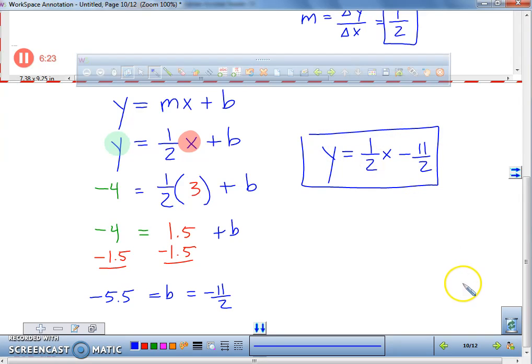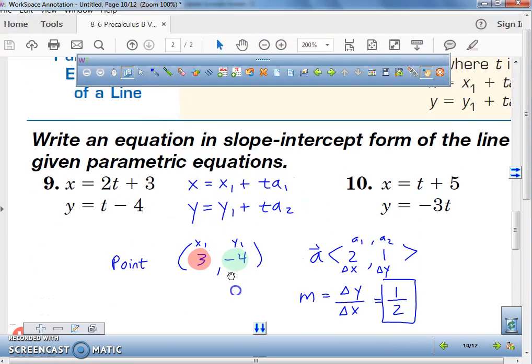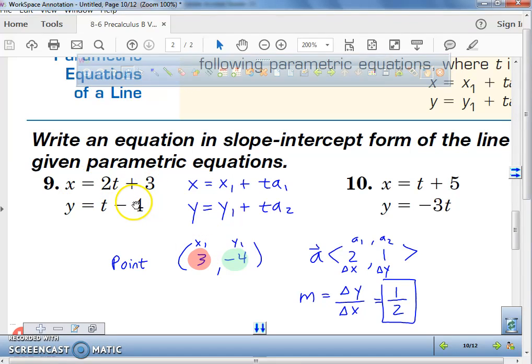So let me review this way one more time so you know exactly how we did it, so you don't have to rewind. The first thing I did is I went up to my parametric equations. The 3 right here represents my x1, and the negative 4 right here represents my y1. The 2 represents the vector component that goes with x. And the 1 that you can't see in front of the t, but you know it's there because that's 1t, is the vector component for y.